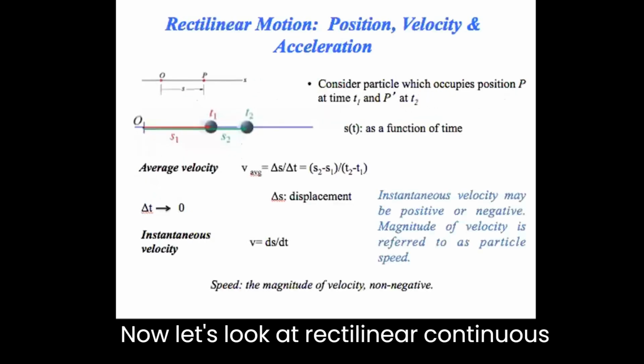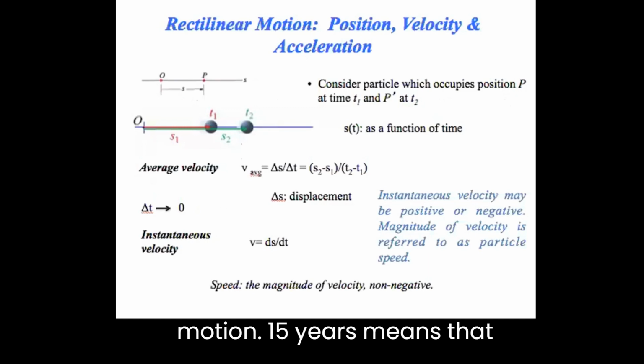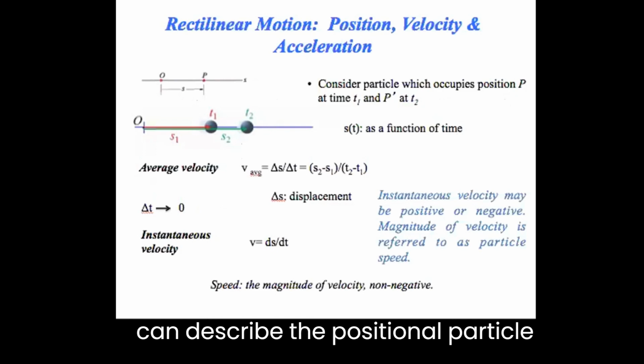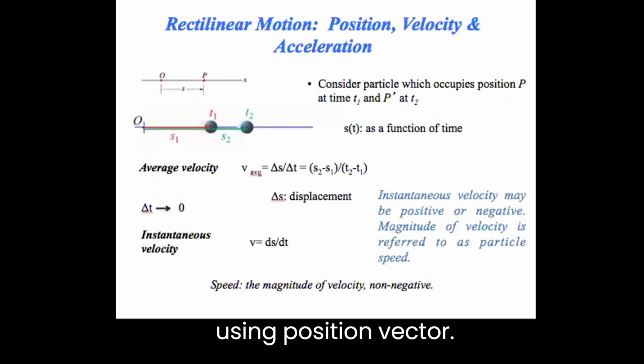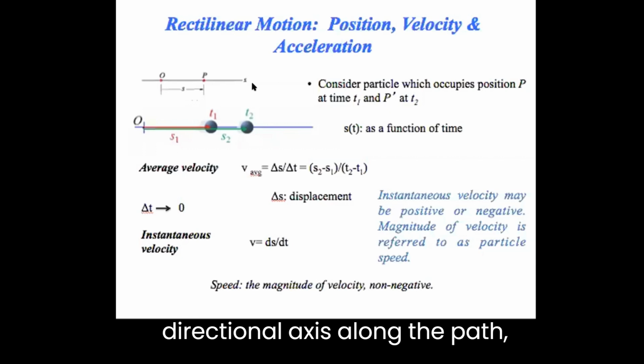Now let's look at rectilinear continuous motion. Rectilinear means that the path of motion is a straight line. So again, we want to set up a coordinate system so we can describe the position of a particle using a position vector. But since it's rectilinear motion, we can simply set up a one-directional axis along the path.